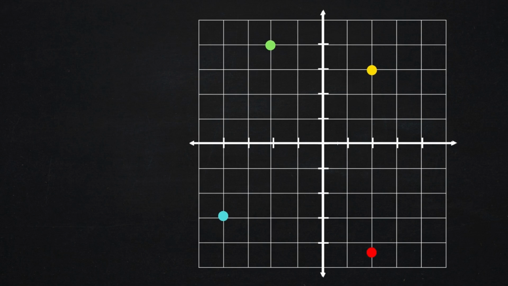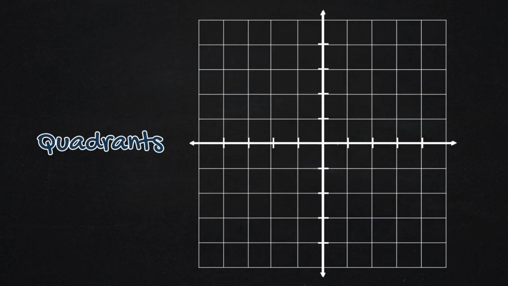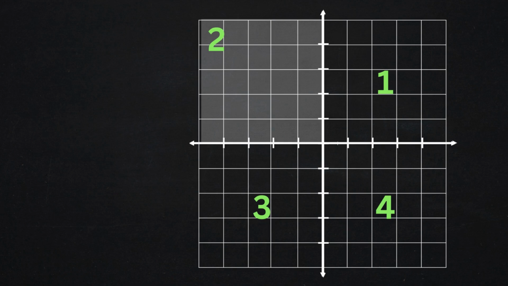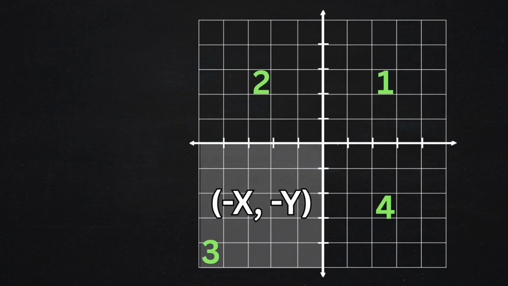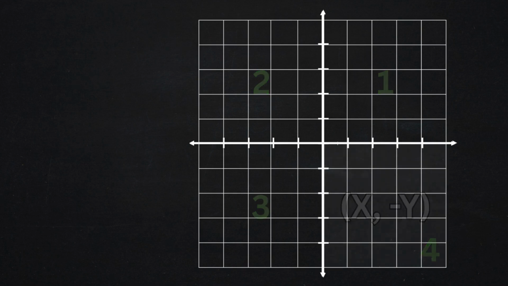If you have noticed, each of these points falls into a different region of the coordinate plane, known as the quadrants, defined by the two axes. These quadrants are numbered 1 through 4 for easy reference. Quadrant 1 is on the upper right region, where both x and y values are positive. Quadrant 2 is on the upper left region, where x values are negative and y values are positive. Quadrant 3 is on the lower left region, where both x and y values are negative. Quadrant 4 is on the lower right region, where x values are positive and y values are negative. These quadrants are typically labeled using Roman numerals I, II, III, IV.